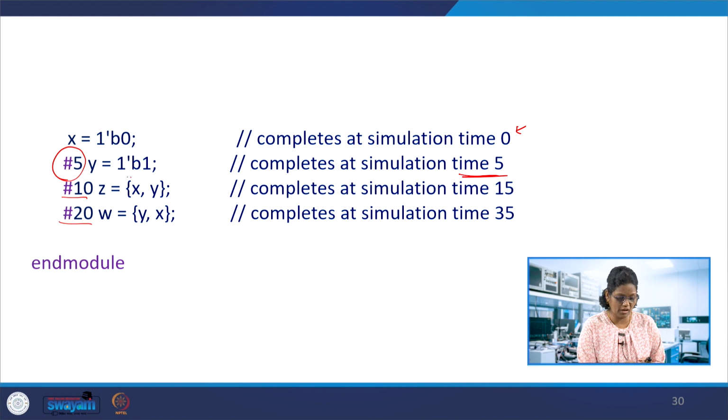So the evaluation and assignment are getting delayed. This is the detailed evaluation: #5, #10, and then it is 15. So at 15 it gets assigned. After 15, 20 time units, so 35. This is w, it's getting y and x concatenated. So it's sequential, and the time delays are getting added for delayed evaluation and assignment. So let's see the output here.